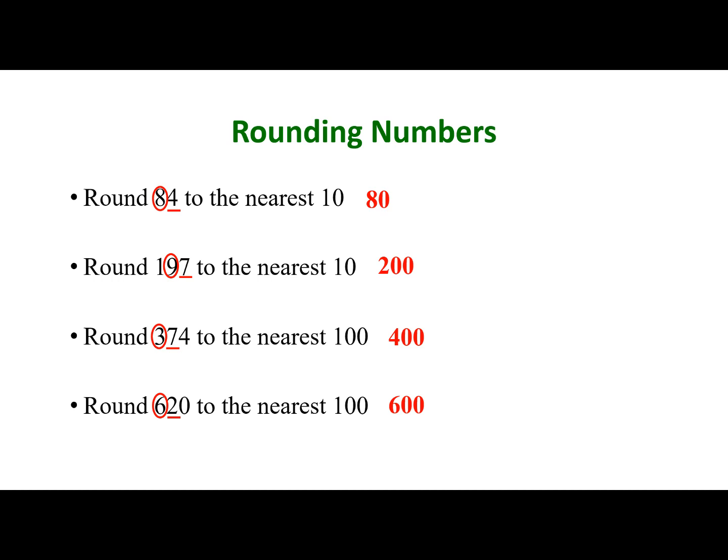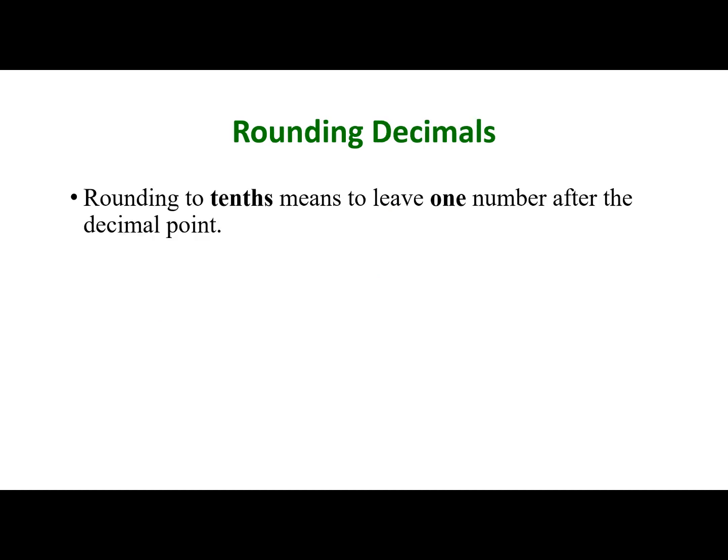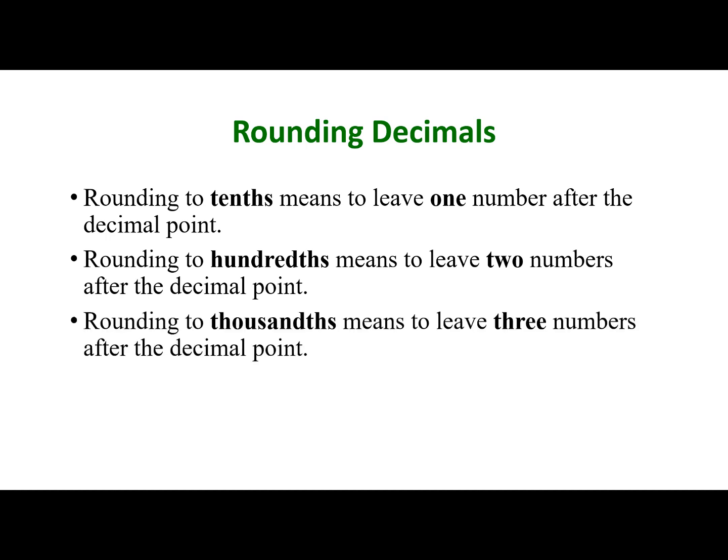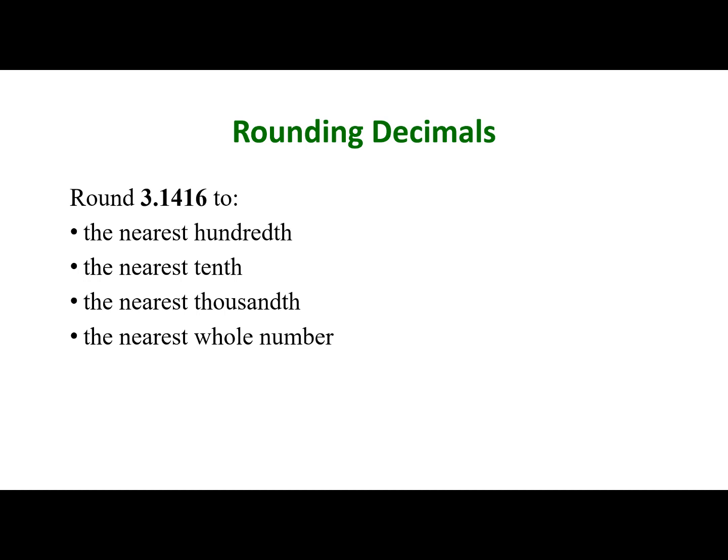Let's practice some decimals. So if we round to the tenths place, that's the same thing as saying rounding to one number after the decimal point. Rounding to the hundredths means we leave 2 numbers after the decimal point. Thousandths means 3 numbers after the decimal point, and so on. So let's look at this example.